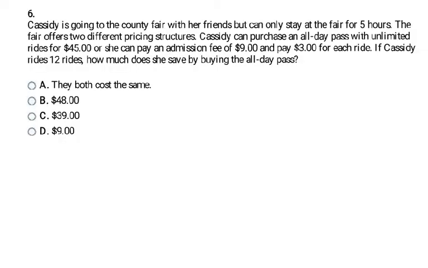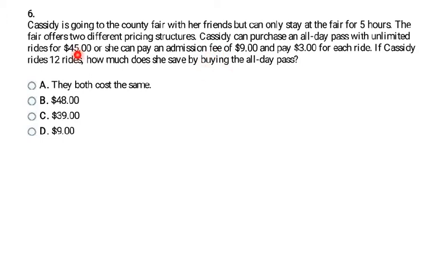Here's a word problem without a table. So let's read. Cassidy is going to the county fair with her friends, but can only stay at the fair for 5 hours. The fair offers 2 different pricing structures. Cassidy can purchase an all-day pass with unlimited rides for $45, or she can pay an admission fee of $9 and pay $3 for each ride. If Cassidy rides 12 rides, how much does she save by buying the all-day pass?